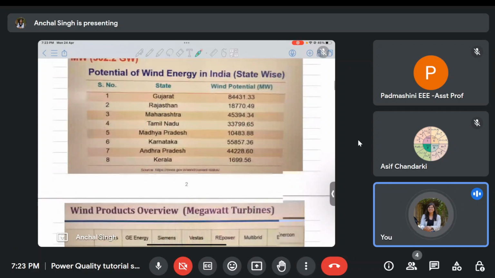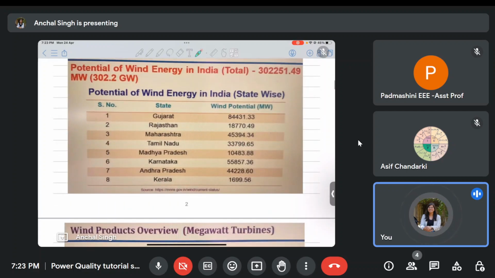If you look at the state-wise distribution, you can see that overall this is the potential. This is not the installed capacity, this is the potential. Gujarat has the highest wind potential, followed by Rajasthan, Maharashtra, Tamil Nadu, Madhya Pradesh, Karnataka, Andhra Pradesh, and Kerala. This is the decreasing order of wind power potential present in these states.